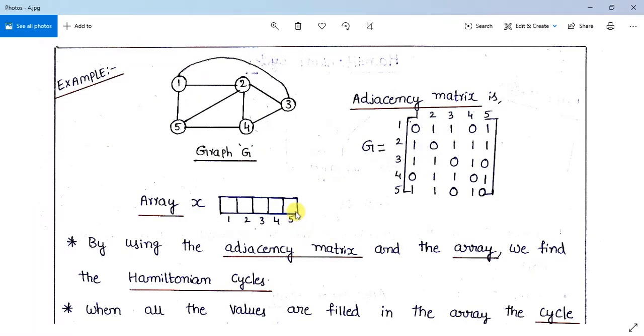Let us consider one more example. For this example, you are going to find all the Hamiltonian cycles by using backtracking.